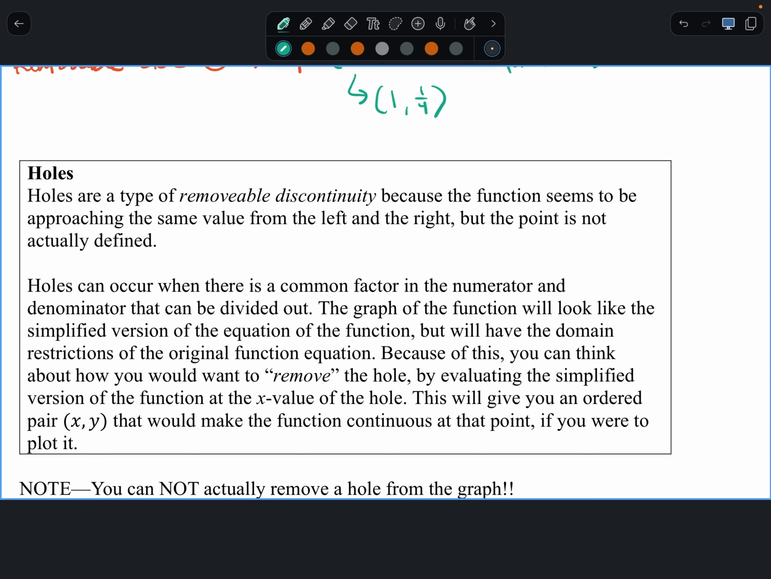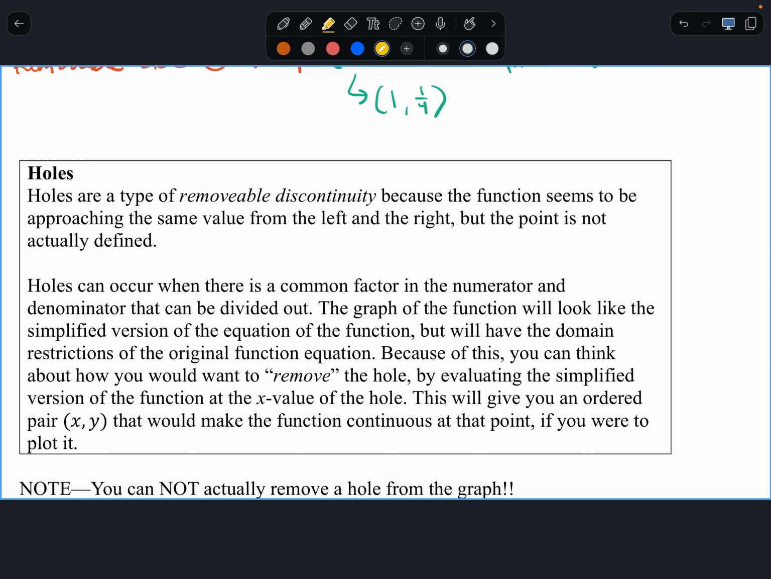Holes are a type of removable discontinuity. You guys, I have taught generations of pre-calc and calculus students to spell removable wrong. There's not supposed to be an E here. And I've edited most of my documents, but there's still some that show up.